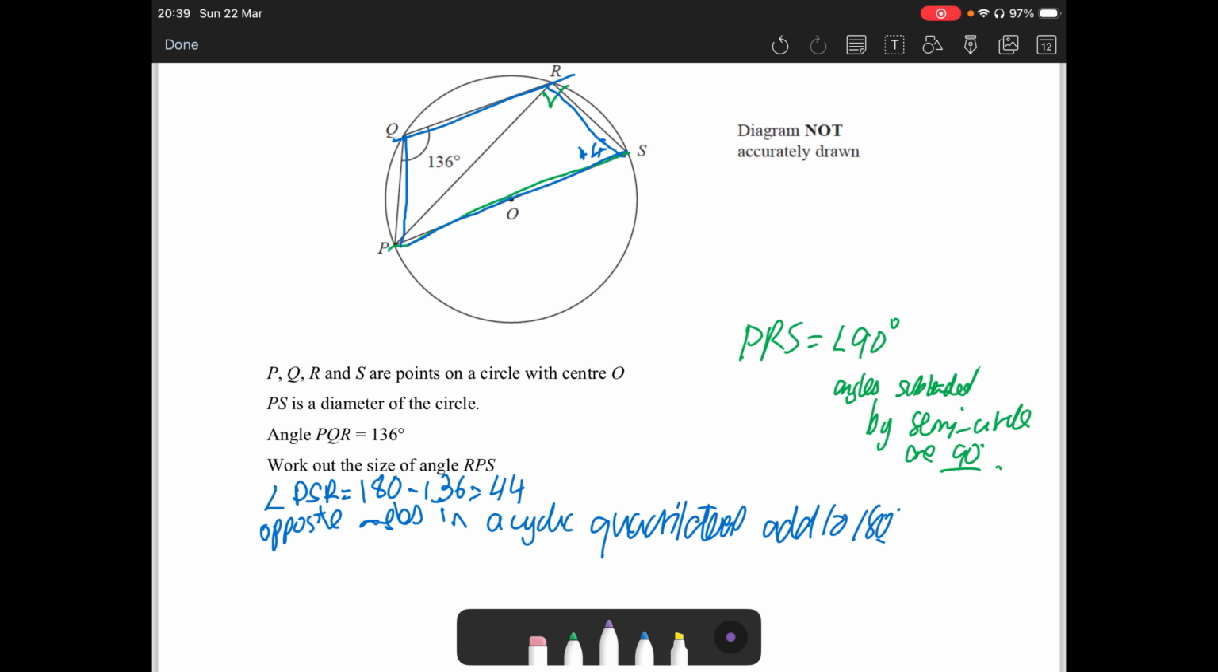So we're almost done now, really, aren't we? RPS, which is the sort of angle in this triangle here.